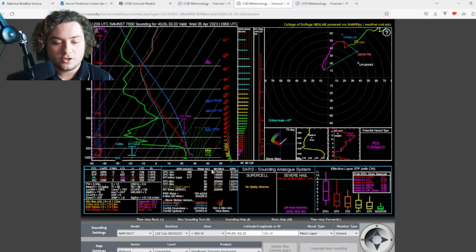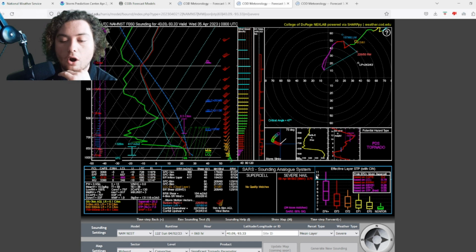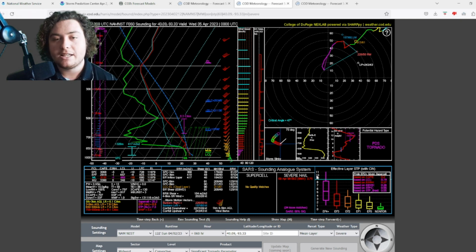If we take a look at the surface to 1 kilometer, 39 knots, 48 knots, surface to 3 kilometer, 81 knots, surface to 6 kilometer. Yep, that's pretty good for supercell development. Hazard type PDS tornado right here. Once again, the probabilities are off the charts of a significant tornado happening. Now, this is still 2 days out, and until we see more data come in, we're still not going to be 100% sure what's going on with this.